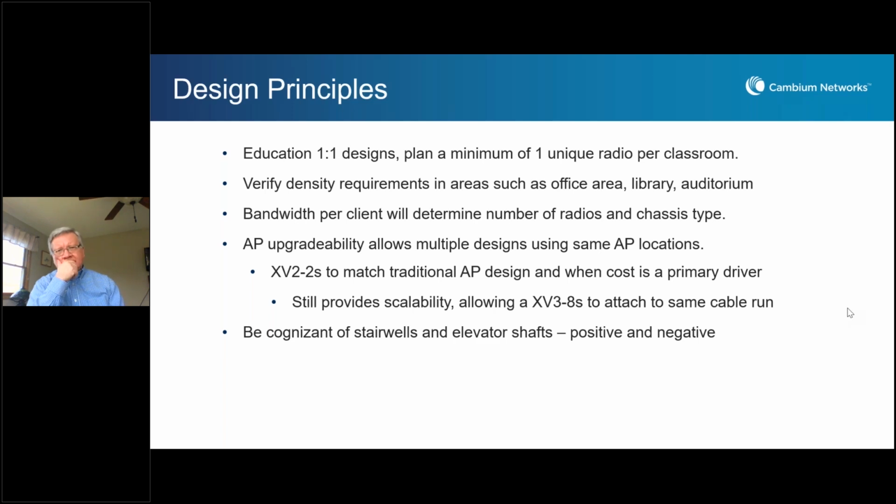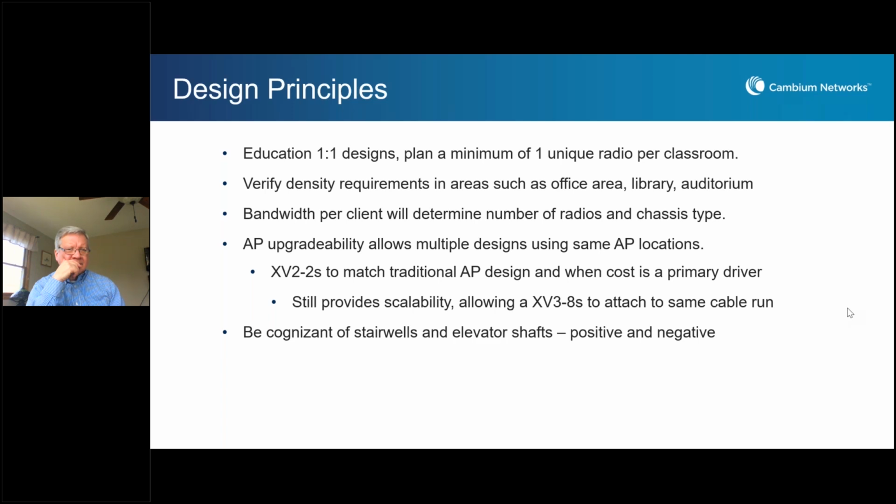Once again, when you're designing, the bandwidth per client and the number of clients is going to determine the number of radios you use. And by chassis type, I mean, is it going to be an XV2 or an XV3? AP upgradability. So essentially, with the XV3, that can be 1 or 2 5 gigahertz radios. And just a little tip of experience here.